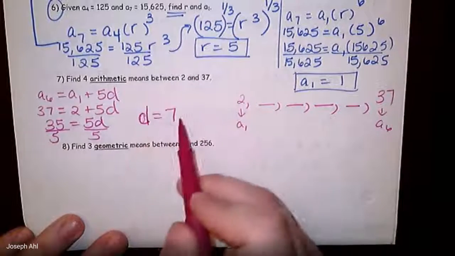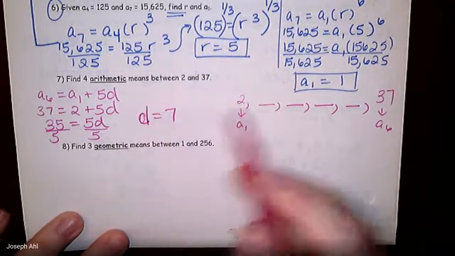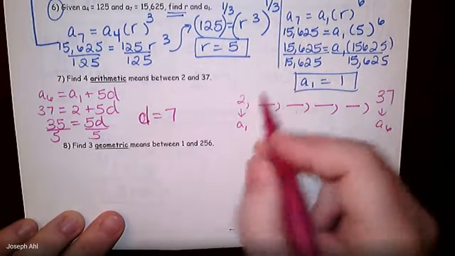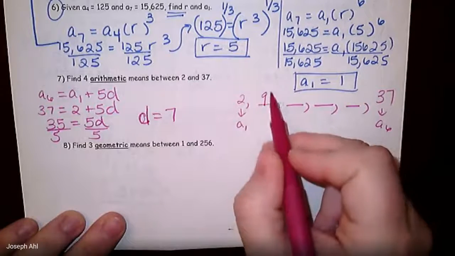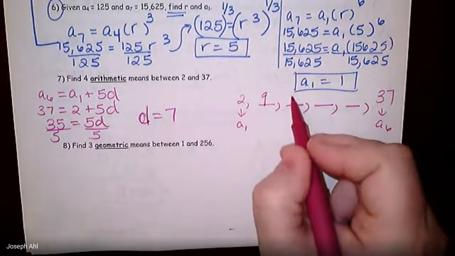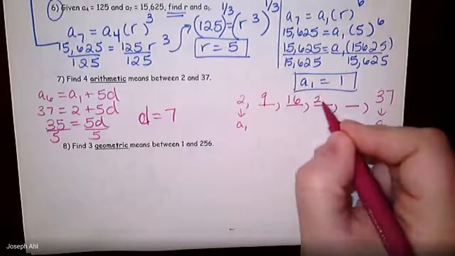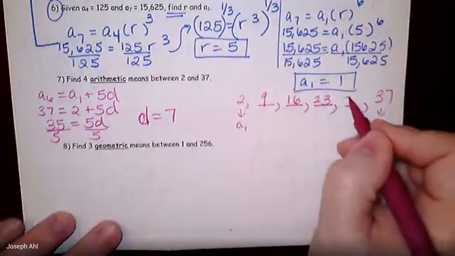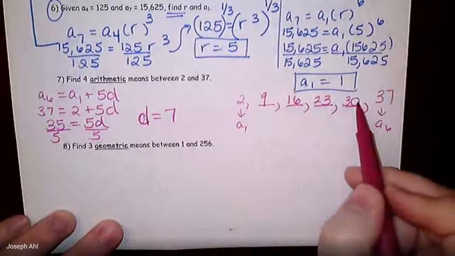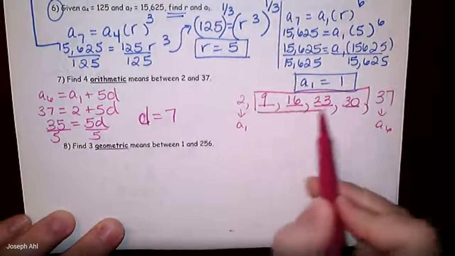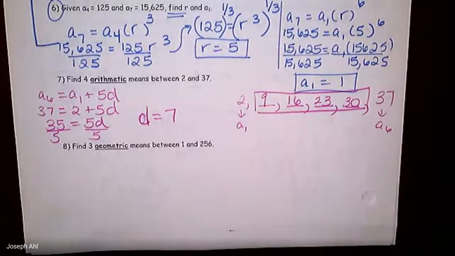Now remember that the answer to this question is not just the value of d, it's what those 4 missing terms are. So let's see how carefully I can add 7 here. 2 plus 7 is 9, that's the easy part. 9 plus 7 is going to be 16. 16 plus 7 is 23. 23 plus 7 is 30. And if I do that last check, 30 plus 7, yeah, that's 37. So these are the 4 answers. 9, 16, 23, and 30 are the 4 arithmetic means there.